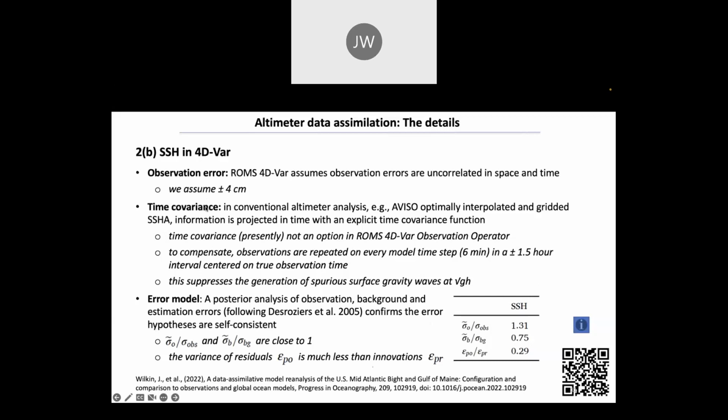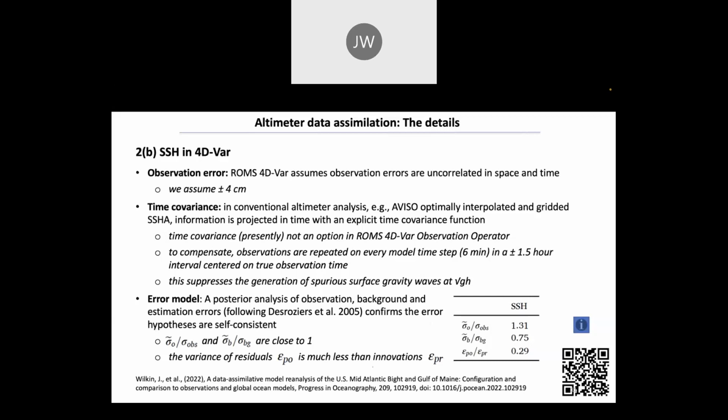The time covariance. In a gridded product like the Aviso optimally interpolated maps, they introduce an explicit time covariance function in their optimal interpolation. That is not presently an option in the way the ROMS 4D VAR observation operator works. So what we do to compensate is that we repeat the sea level observations for 3 hours, centered on the true observation time. And that pushes the solution towards something that's more dynamically plausible for us.